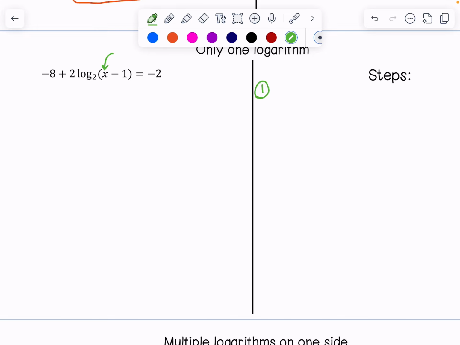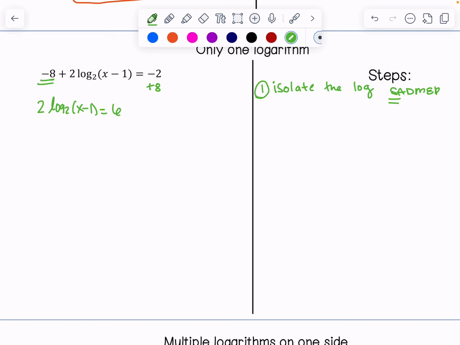So the only problem is that my x is inside of a logarithm. So more specifically, we're actually going to isolate the log. Once again, we're using SADMAP, which is that backwards order of operations. So I'm going to see, is there anything that I can add or subtract to the other side? Oh, I can add an 8 to the other side. So now I have 2 times the log base 2 of x minus 1 equals, well, that's 6.